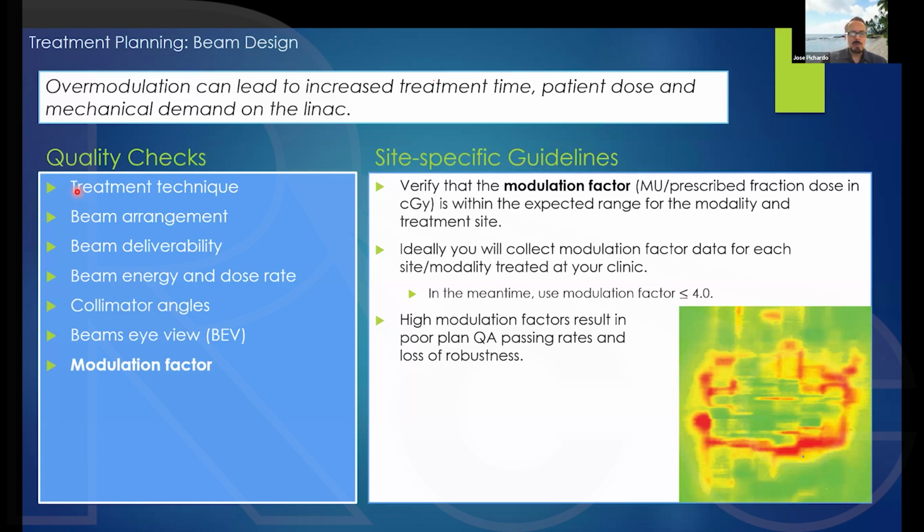I think I forgot to mention, actually, I'm glad we went back to this one. Obviously, when you start collecting these, you're not going to have any number to go by. Use 4. 4 is a good rule of thumb. If your modulation factor is less than 4, typically you're okay. If it's more than 4, that means you're pushing your system a little too hard. But it depends. I mean, this isn't set in stone, okay? But while you're collecting your own data for your clinic, 4 is a good place to start.